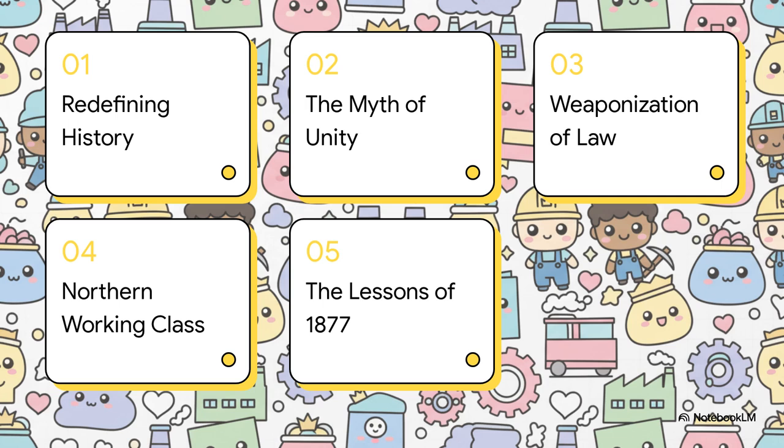We're going to look at: 1. Redefining American history. 2. The myth of unity. 3. The weaponization of law. 4. The northern working class. And 5. The lessons of 1877. Let's get right into it.